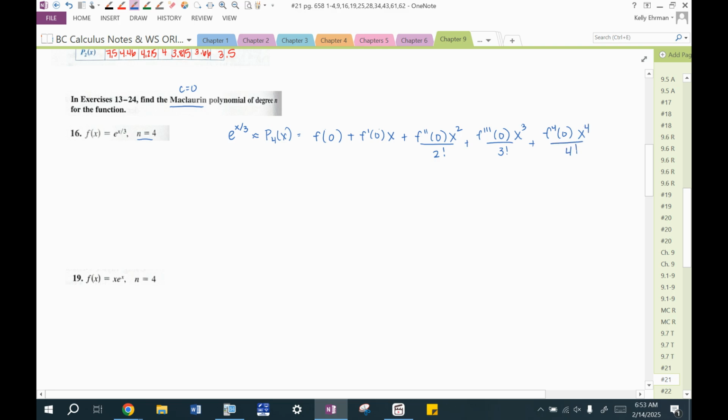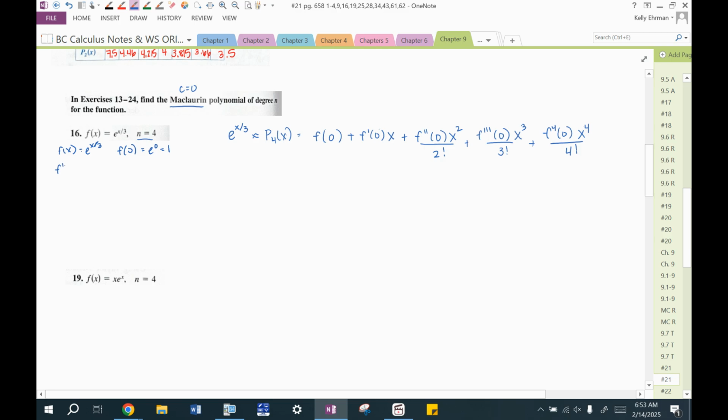So now our job is just to find the values for these coefficients. And you don't have to simplify these at all. So that's kind of the nice thing. I usually do that over here. All right, so I'm going to remind myself what f of x is. It's e to the x over 3. And then when I plug in 0, I get e to the 0, which is 1.